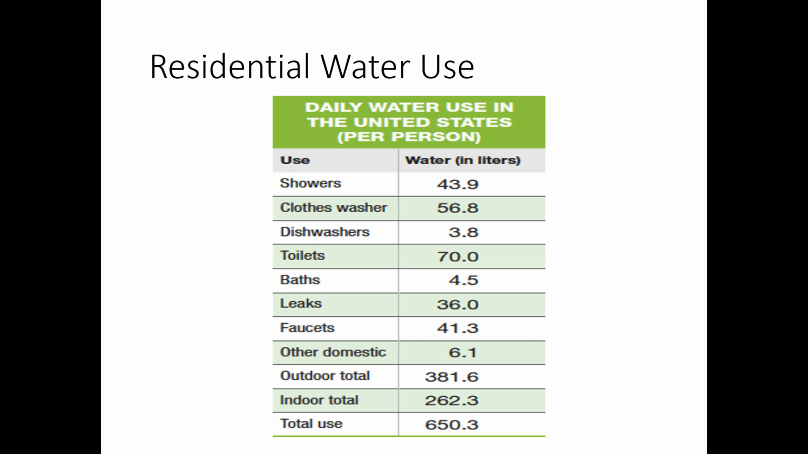And this is daily water use per person, so a lot of the items on this table are things we can't really do a whole lot about. You've got to take showers, and you've got to wash your clothes and your dishes, you've got to use the bathroom. But you look at leaks here, leaks account for 36 liters of that water. And then the outdoor total that I mentioned in the previous slide, those are things that we can do a little bit more to fix and try to control.